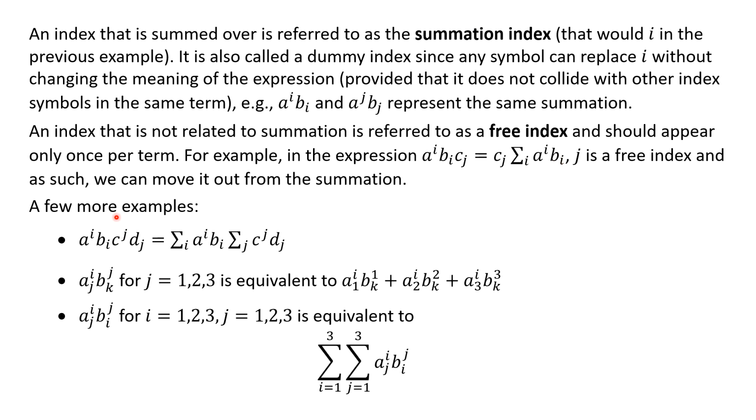So here's a few more examples. Here we have two summations. These first two are summed over i, and the second two are summed over j. So it's just the product of two summations.